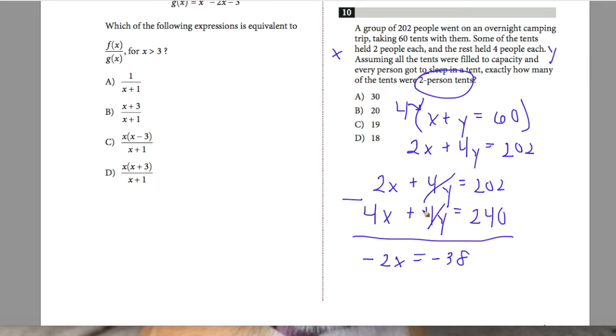I could have actually reversed this order and just kept it positive. It doesn't make any bit of difference. This is x equals a positive 19, which is what I wanted. I wanted to intentionally eliminate y because I didn't want to solve for that. I didn't do substitution, it takes too long, and I wanted to solve for the number of two-person tents, which I designated as x. So 10 is C.